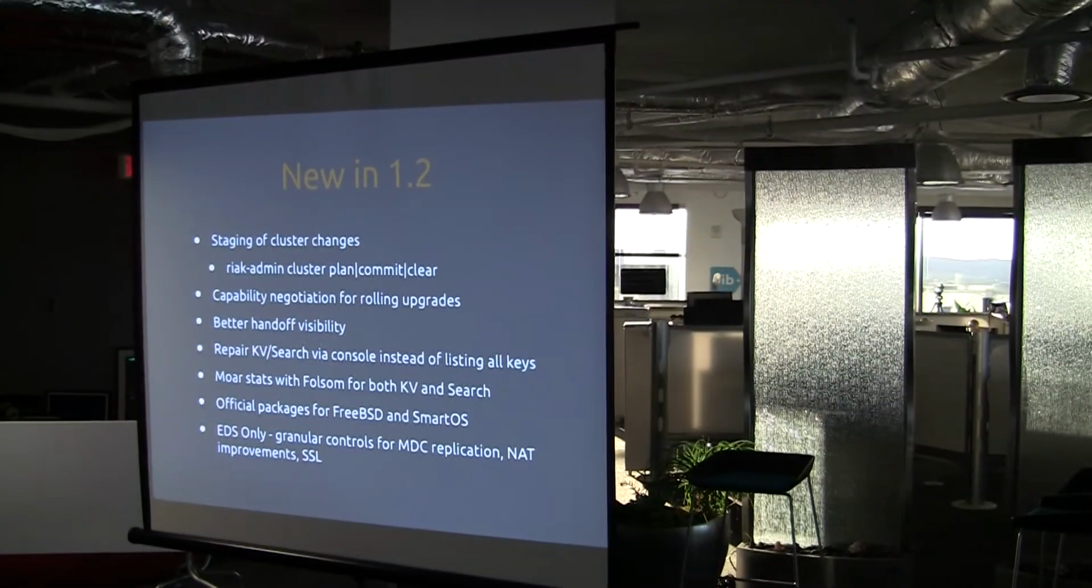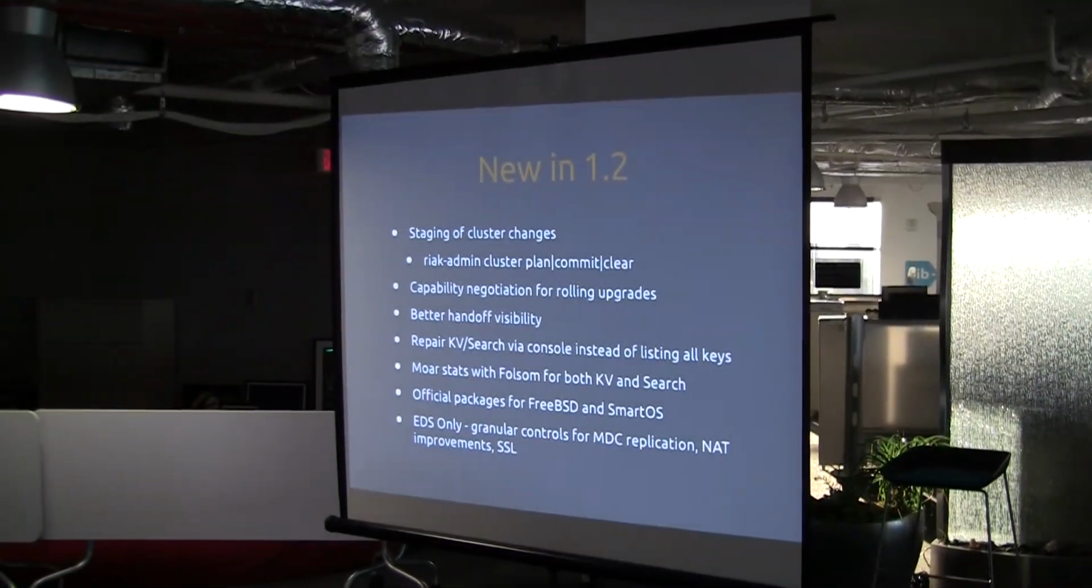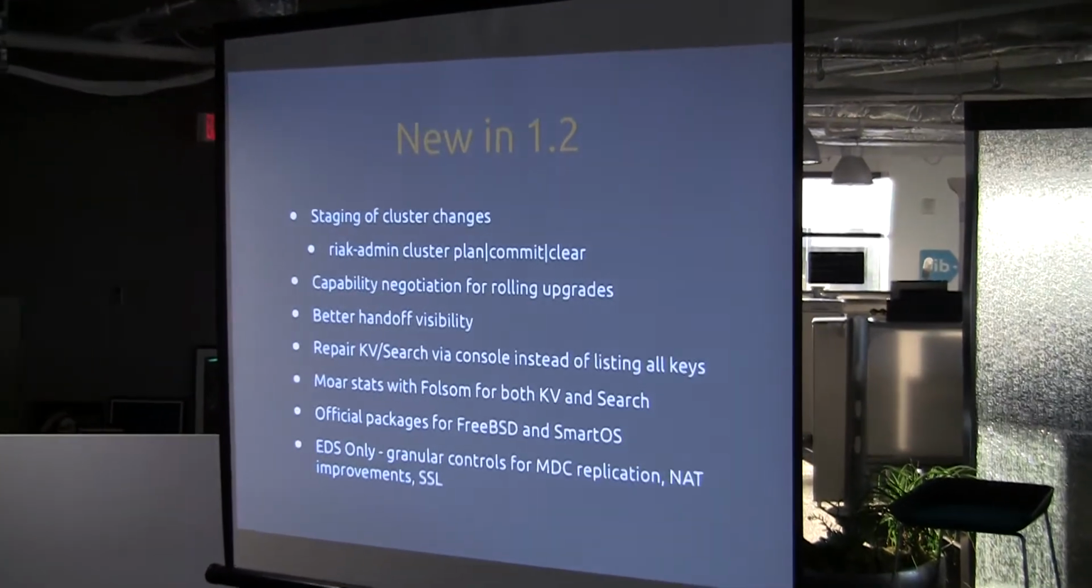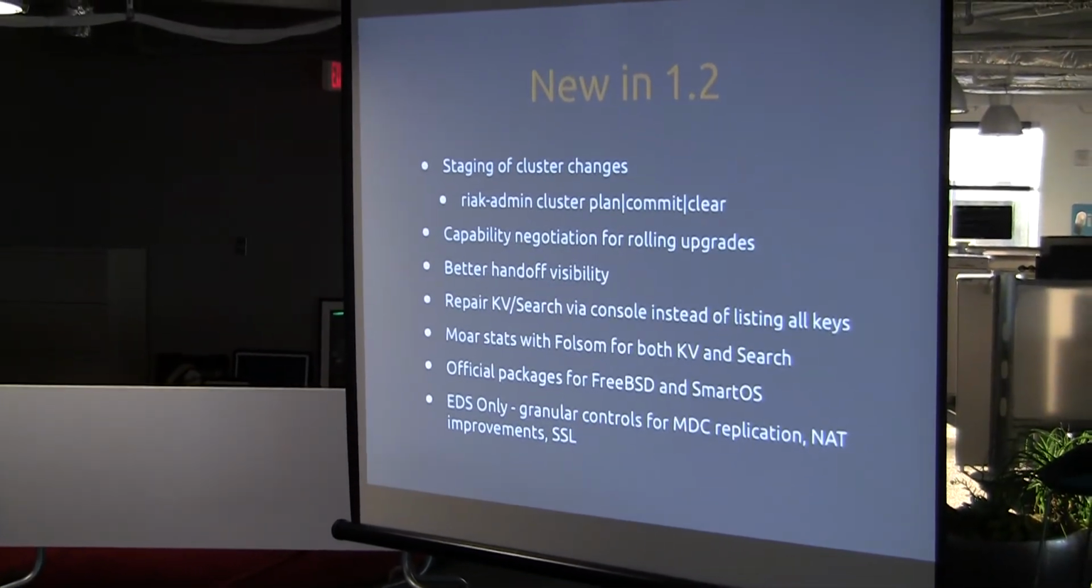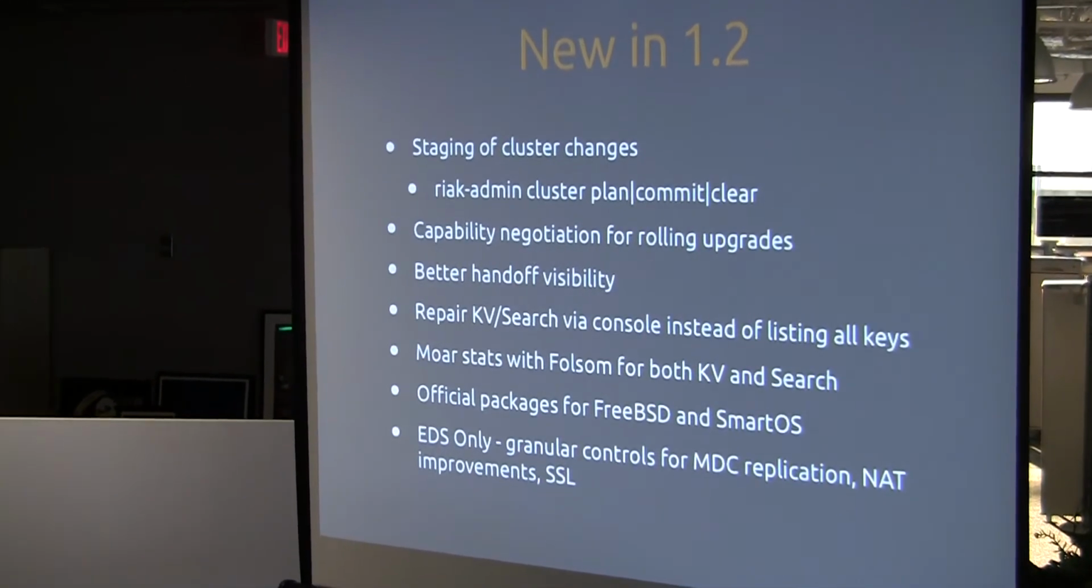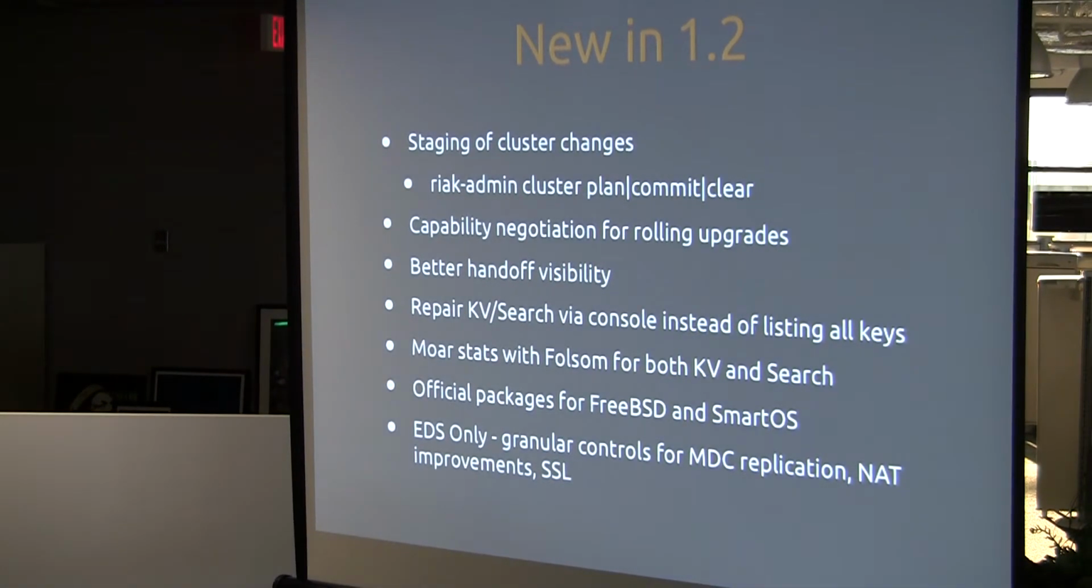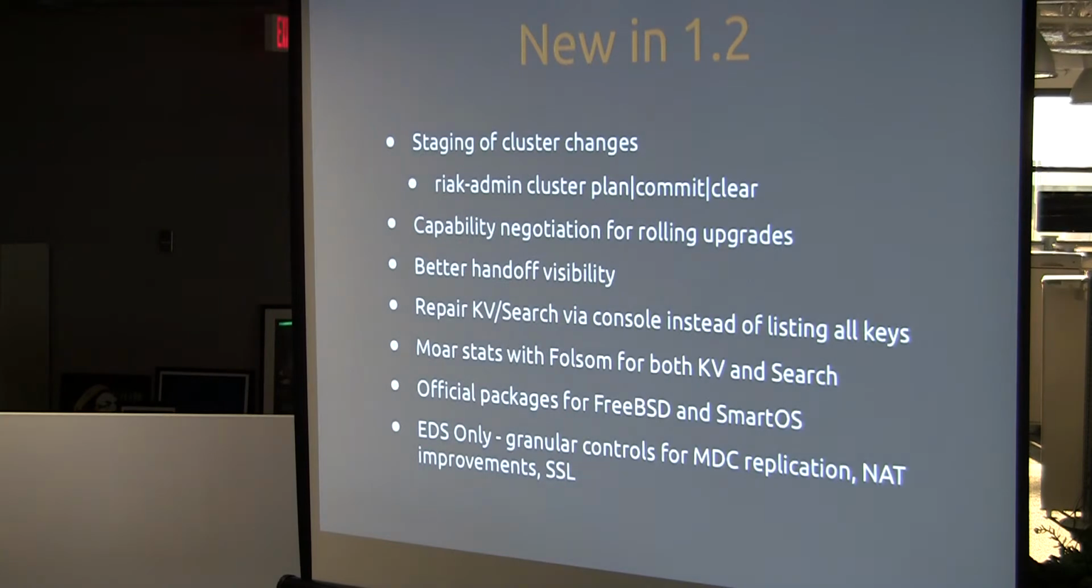So we just released 1.2. I only bring it up because there are a lot of really cool things that came with 1.2. It used to be you would just join a node to a cluster, and that just happened. Now we allow you to stage commits. So say you want to join 5 nodes at once. When you run the join command, it just stages all of the nodes to be committed.